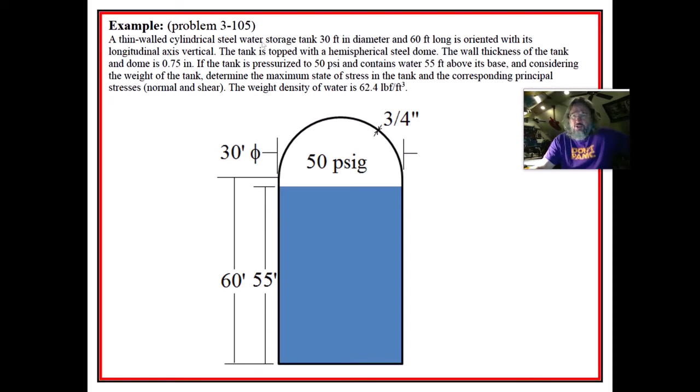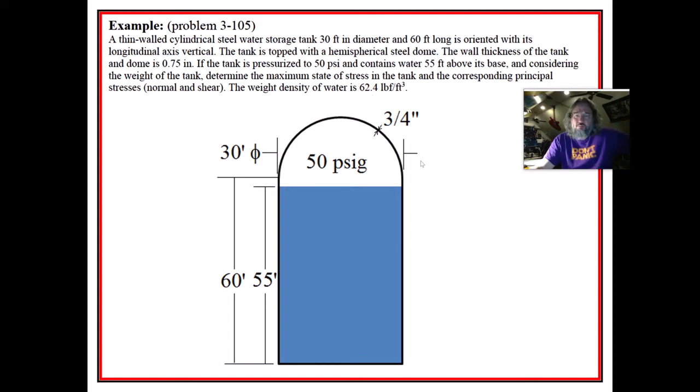So here's one actually out of Shigley. This is problem 105 in chapter 3, and we have a thin-walled cylindrical steel storage tank that's 30 feet in diameter and 60 feet tall, oriented with its longitudinal axis vertical. The tank is topped with a hemispherical steel dome, and the wall thickness of the tank and dome are 0.75 inches. If the tank is pressurized to 50 psi and contains water 55 feet above its base, and considering the weight of the tank, determine the maximum state of stress in the tank and the corresponding principal stresses, normal and shear. The weight density of water is 62.4 pounds per cubic foot.